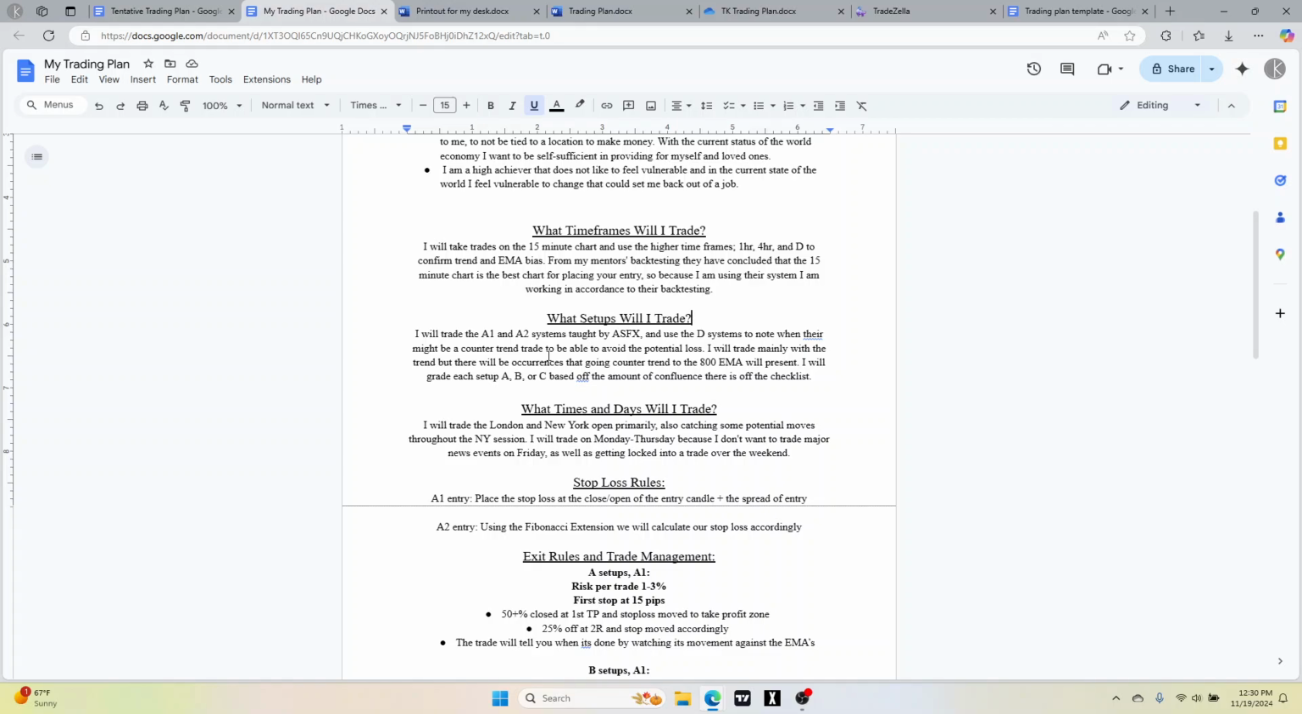And so my point with this is don't just give it one bullet point, one word answer. Take some time with this. Really think about what does my setup mean? What is included in my setup and what setups will I trade?